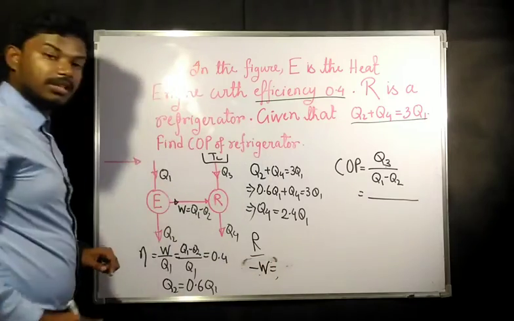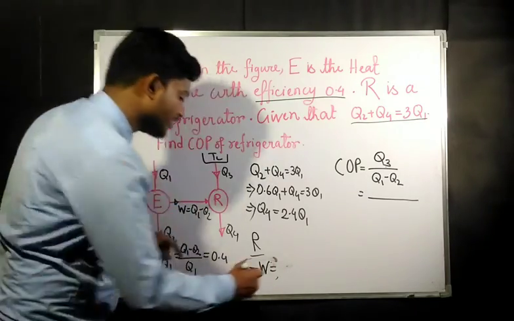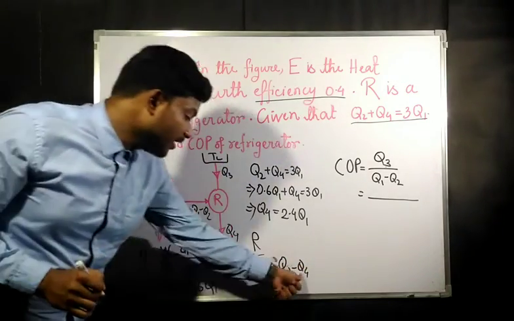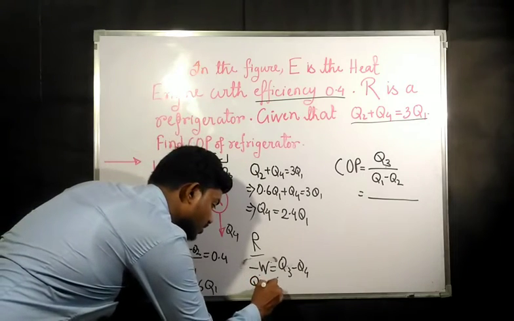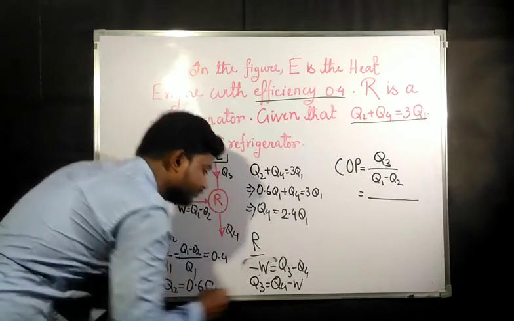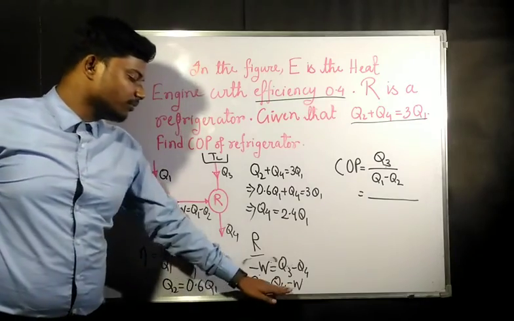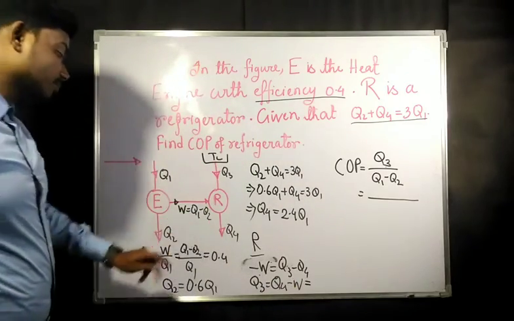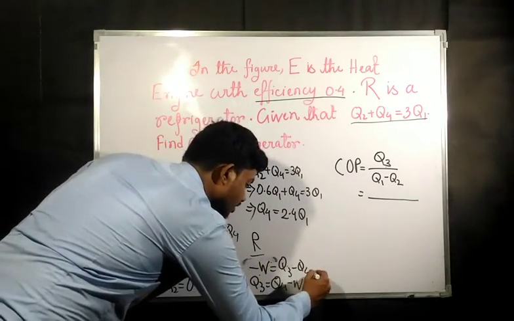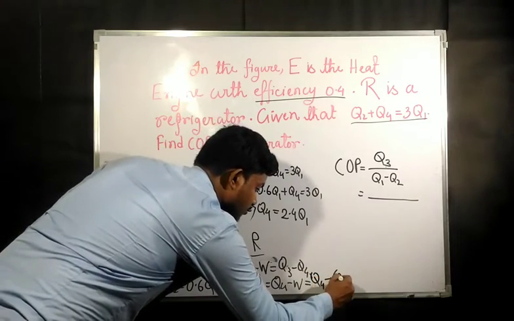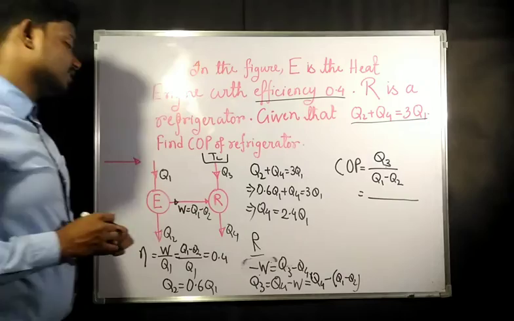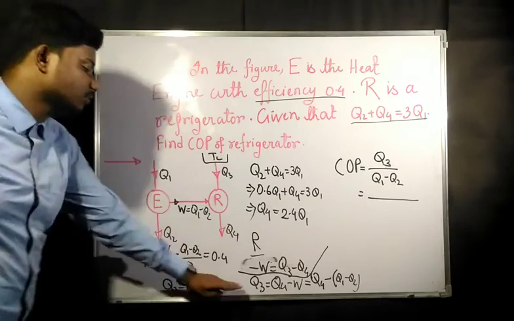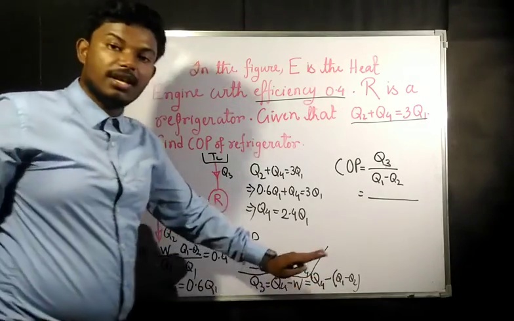Minus W equal to the total heat interaction, which is Q3 minus Q4. So if you bring Q4 to this side, Q3 is going to be Q4 minus W. And again, W is nothing but Q1 minus Q2. So your Q3 is going to be Q4 minus (Q1 minus Q2). Q3 equals Q4 minus (Q1 minus Q2).